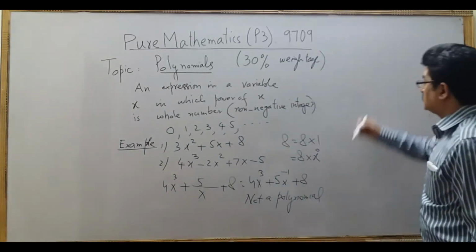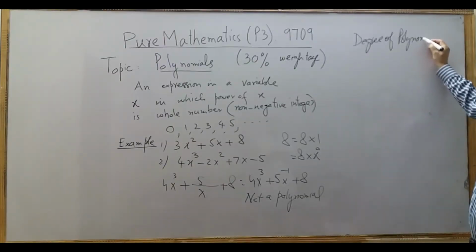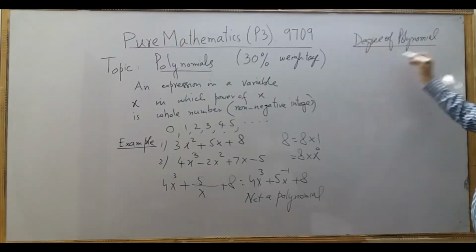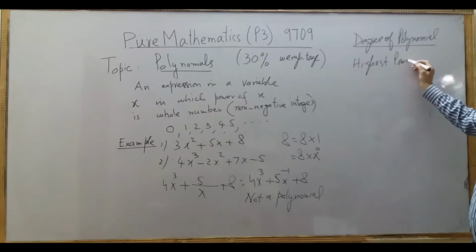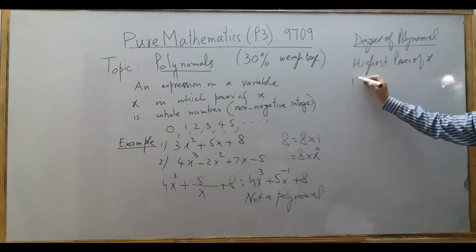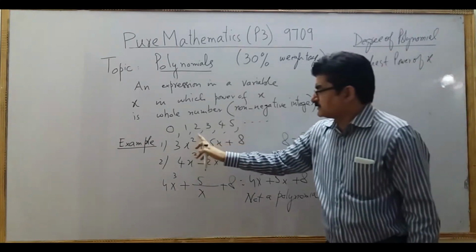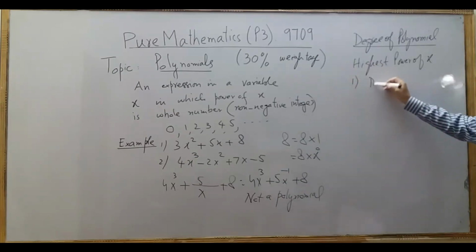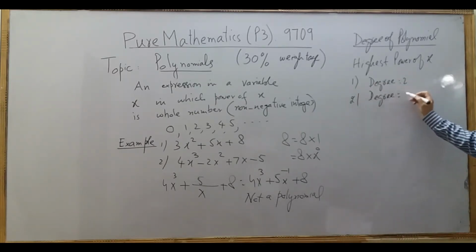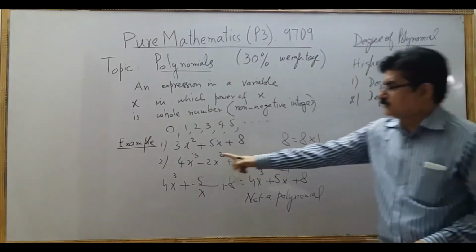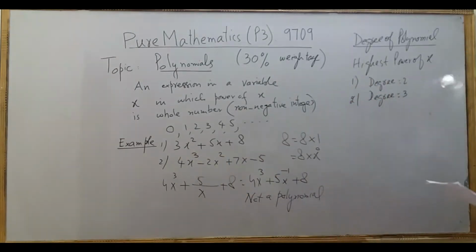Then we have degree of polynomial. The highest power of x in the polynomial is called degree. So in first example, if you see all the terms, maximum power is 2. So in first example, degree is 2. In the second example, degree is 3. Now keep in mind that we will have maximum power 4. It is written in your syllabus.